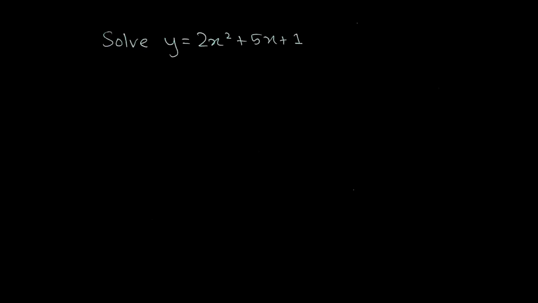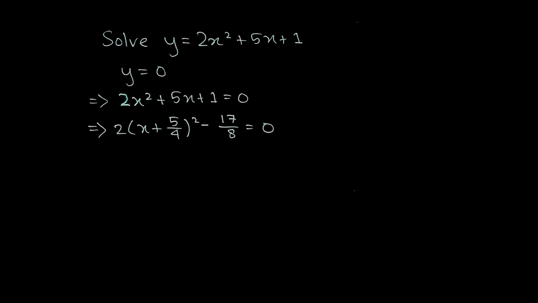Now let us solve the equation y is equals to 2x squared plus 5x plus 1. Solving an equation means finding the values of x for which y is equals to 0. So we'll write y is equals to 0 and replace it with 2x squared plus 5x plus 1 is equals to 0. We know that this equation can also be written in the complete square form, which is 2 into x plus 5 by 4 whole square minus 17 by 8 is equals to 0.